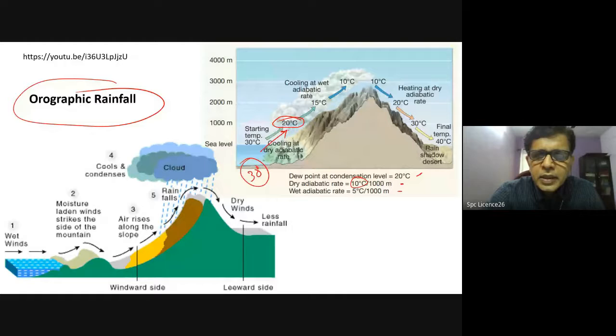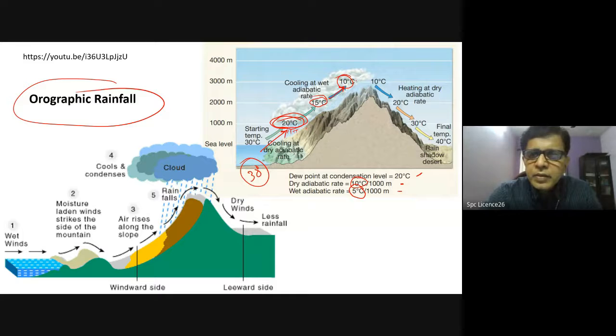Because it gets colder, its saturation point decreases. So 100% relative humidity is reached faster, because of which it will deposit rain. But now, because of condensation, it will not fall at the rate of 10 degrees, it will fall at the rate of 5 degrees, so 15 degrees now. And a further 5 degrees, so 10 degrees.